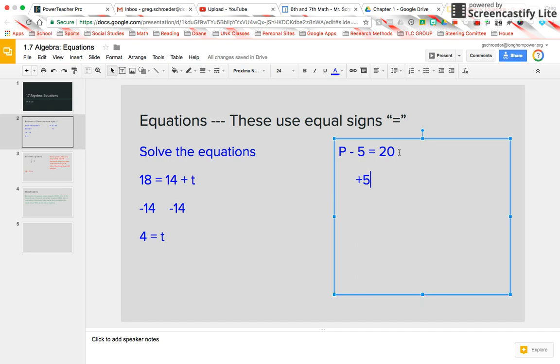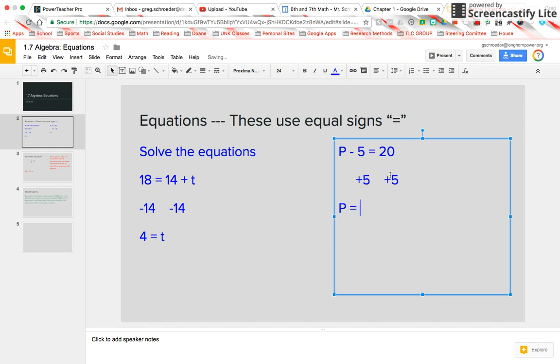Okay, these are additive inverses. If I have negative 5 and then I add 5 to it, they essentially cancel each other out. But again, if I add 5 to one side, I'm going to have to add 5 to the other side as well. Now I have p minus 5, I add 5 to it, and I'm left with p.